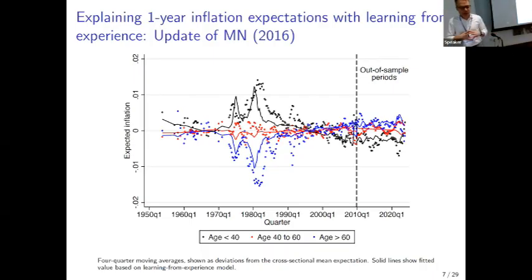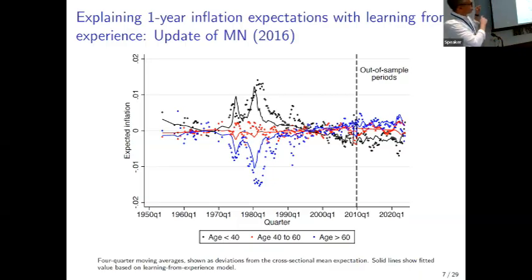Black is older people, red is middle-aged people, and blue is young people. And sorry, I got it wrong. Black is young, red is middle-aged, and blue is the older people. And everything is shown relative to the cross-sectional mean. So when a group shows up above 0, this means they have above average inflation expectations. If they show up below, they have below average inflation expectations.